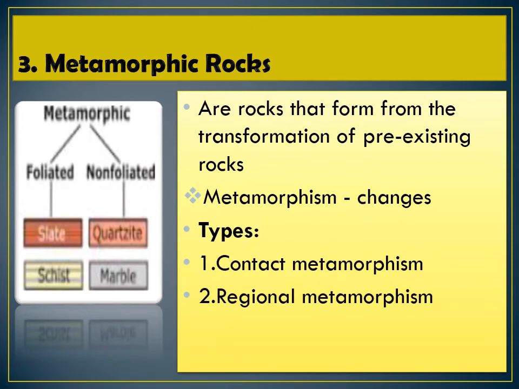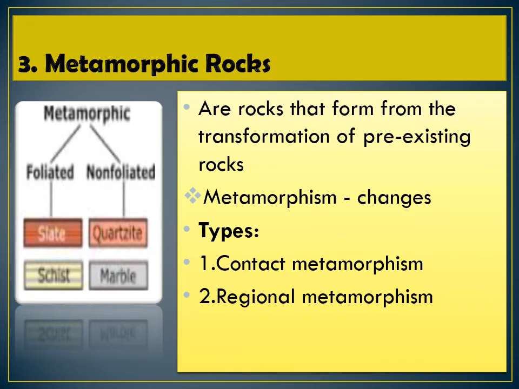First is contact metamorphism. In here, heat is the main factor. This occurs when a pre-existing rock gets in contact with a heat source such as magma. This process also creates non-foliated metamorphic rocks. Non-foliated in the sense that crystals are arranged in a random manner, just like hornfels.